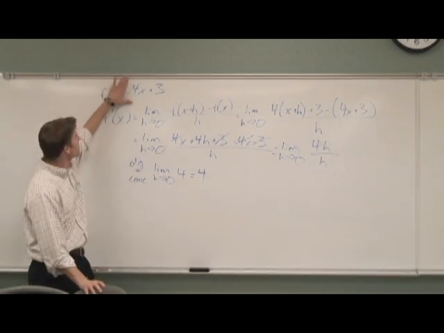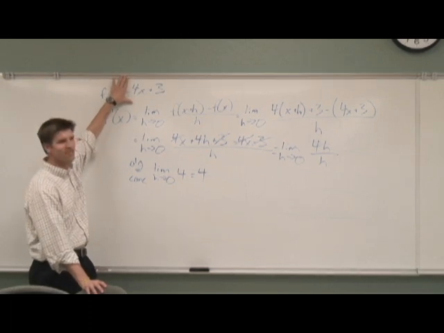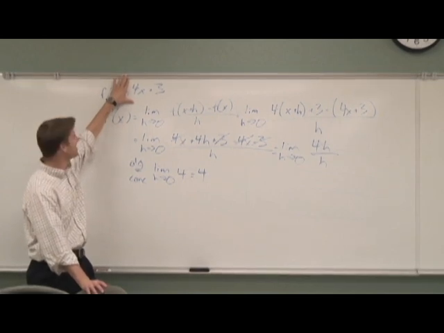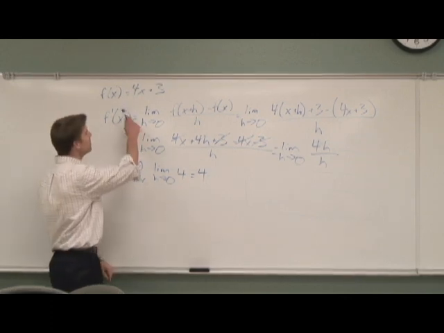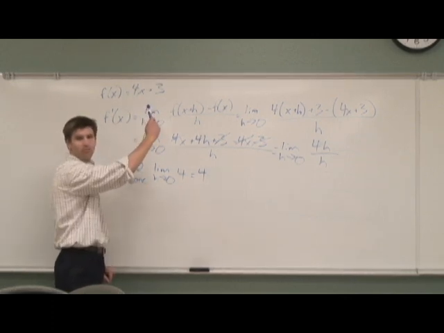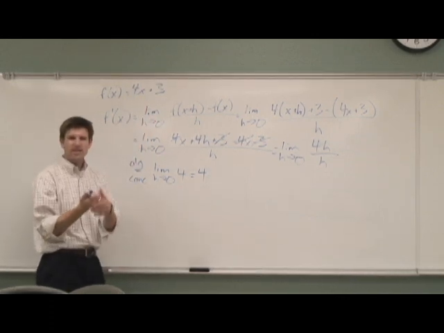Now, in retrospect, what would you expect the slope of this line to be? 4. Because the intercept equals 3, and the slope sure looks like it's 4. The rate of change should be 1 over 4 up, right? That is. So that's the rate, that's the slope.